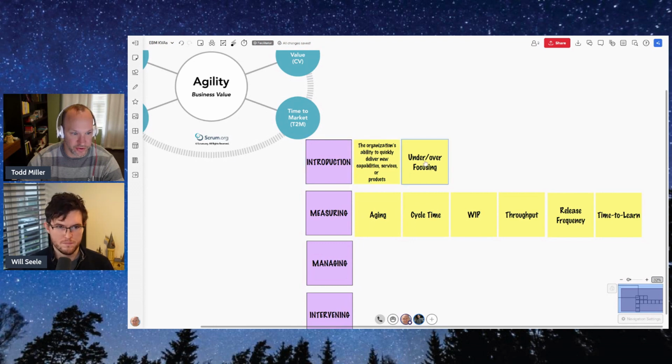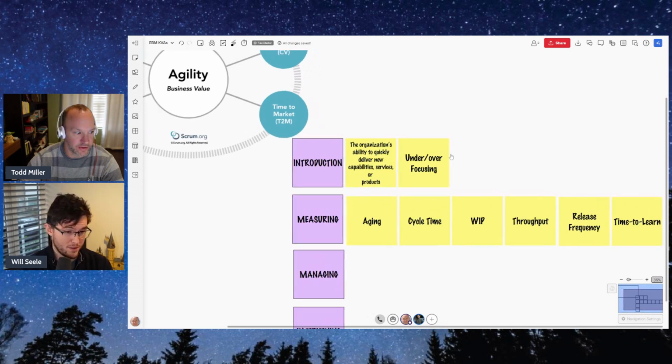We have a couple things we're going to talk about in this series. Here's a couple things that we may specifically talk about with measurement: aging, cycle time, WIP, throughput, right? The flow metrics. And then some things like release frequency, time to learn. Who knows what else we'll add in here, Will. But maybe let's focus in up here. I worry about over focusing. We'll have that conversation. But what else do you have to say about time to market just right out of the gate? What are we dealing with here?